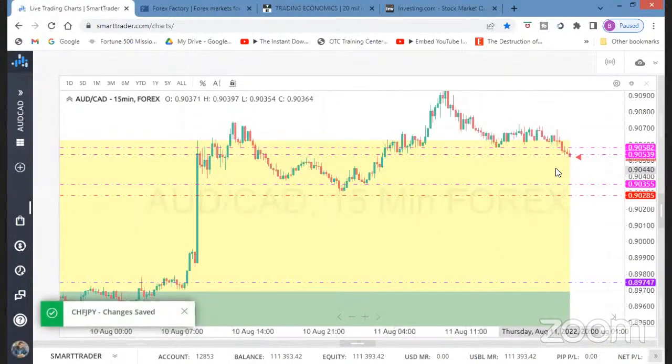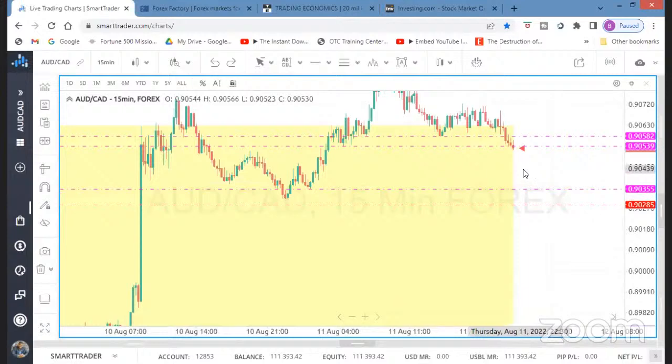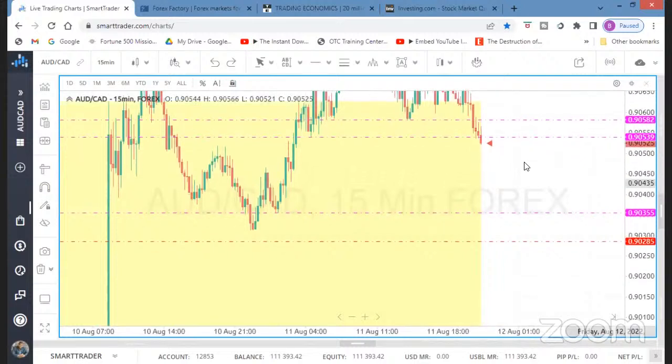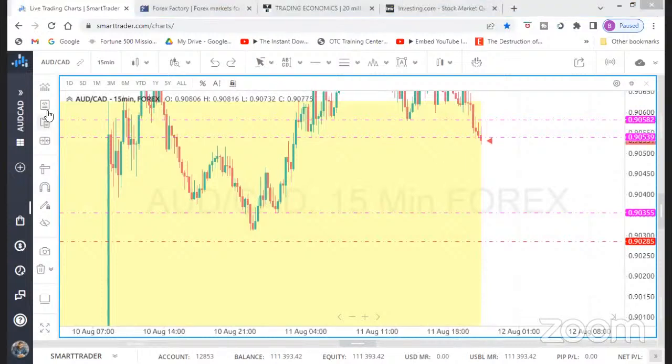Really good question. So we're closing past this level on this Aussie CAD, trying to. We'll see if we can get it to close out. Okay, struggled a little bit at that support level. Oh, you're welcome.